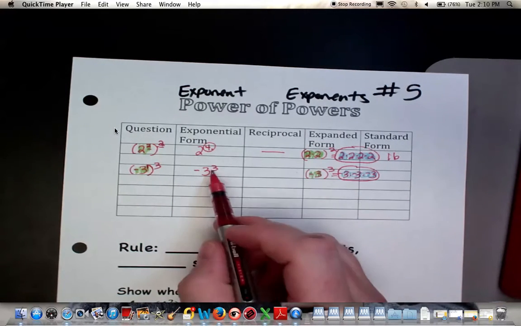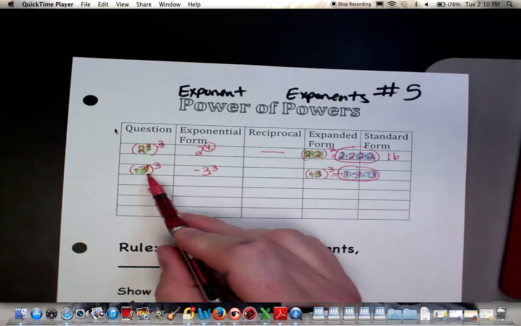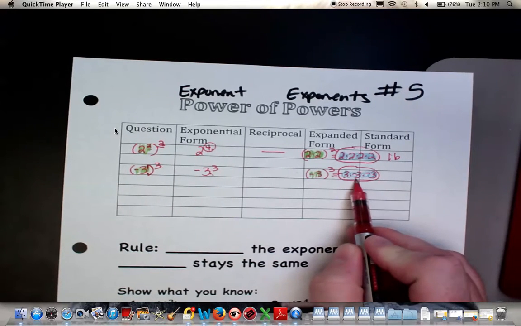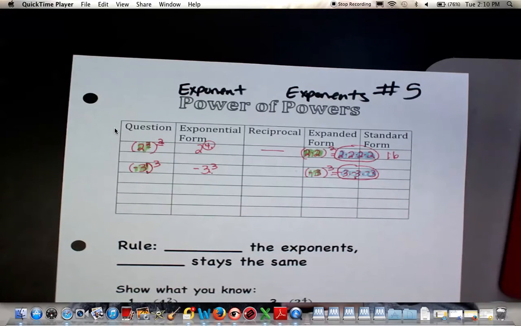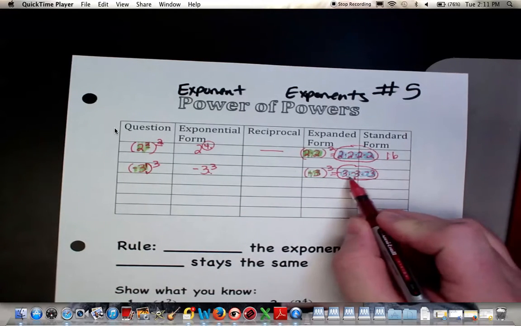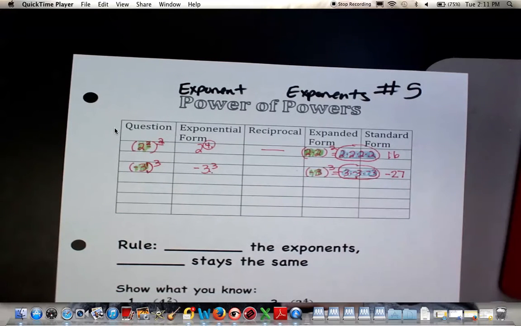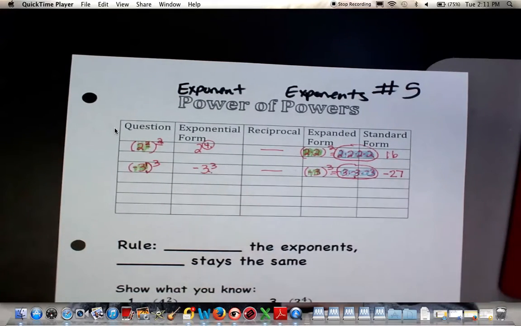So this is the same as this, and this is the same as this, so they're all the same. To get my standard form, I just multiply those negative 3's. I get negative 27 for my standard form. And there's no reciprocal because that's not a negative exponent. So I don't have a negative exponent, so there's no reciprocal.